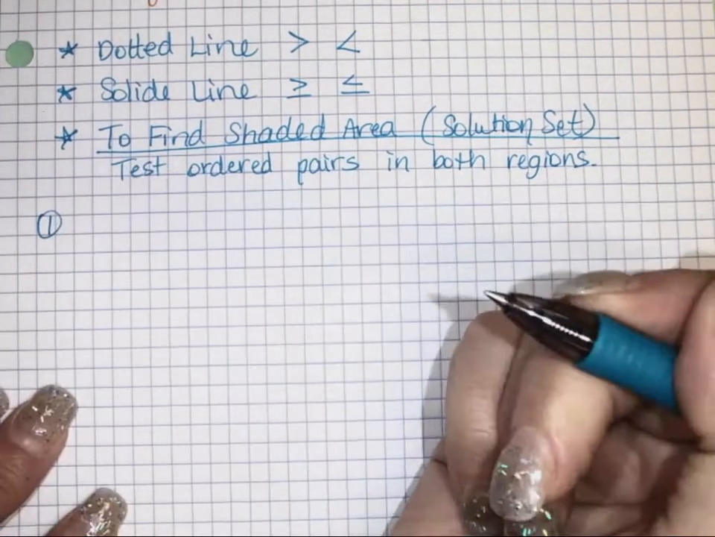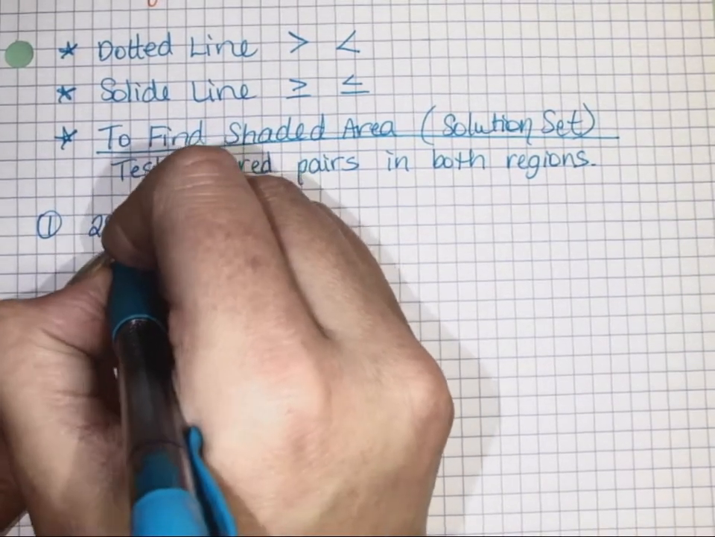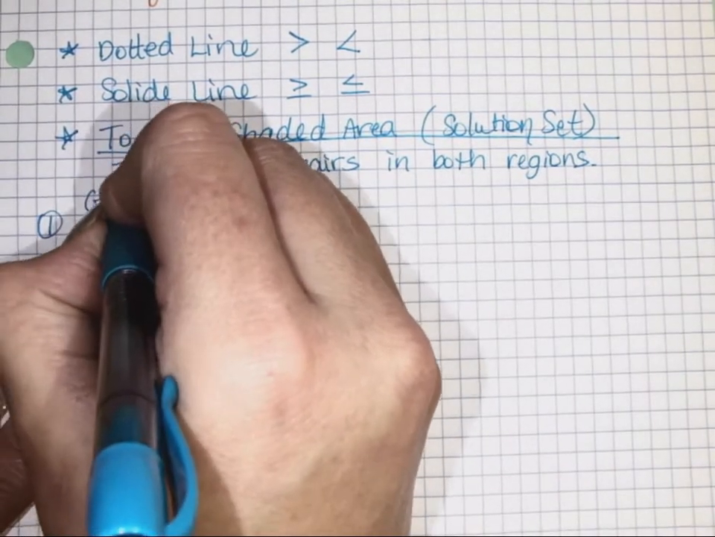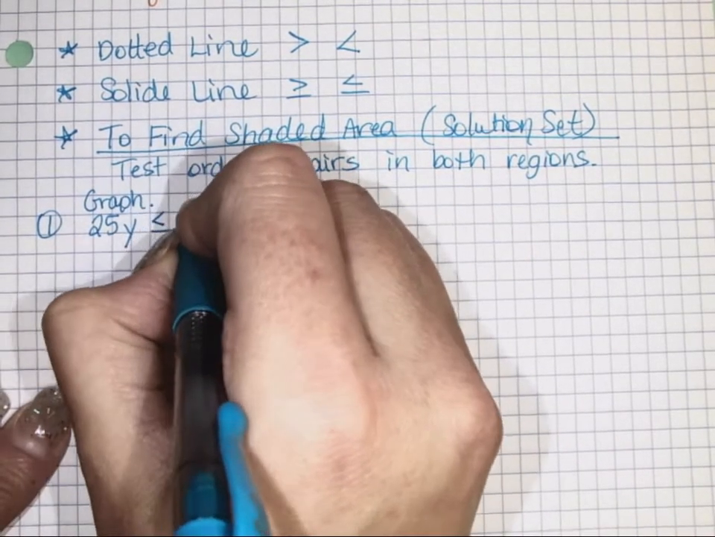I'm going to work through your 1.4 homework set, and this is number 1. It says, what is the graph of the inequality? And we have 25y is less than or equal to 30x.